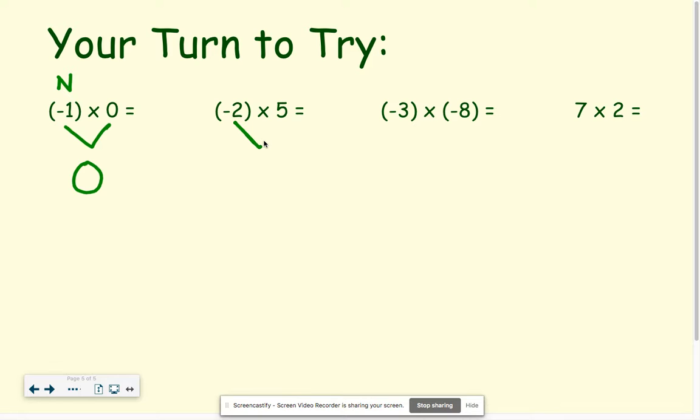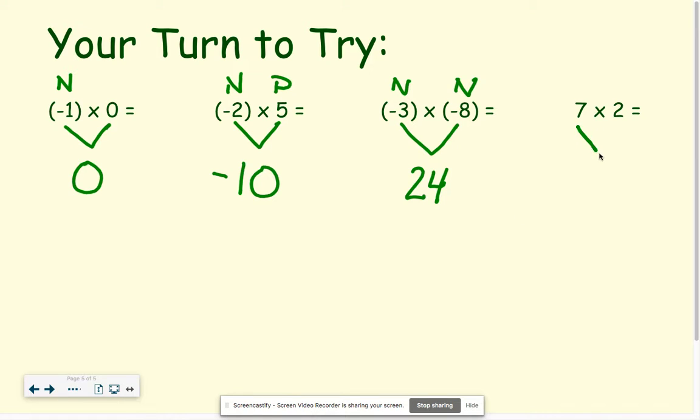We have 2 times 5, which is 10. We have a negative and a positive. Because it's an odd amount, our answer is negative. We have 3 times 8, which is 24. We have a negative and a negative. 2 negatives make a positive answer.